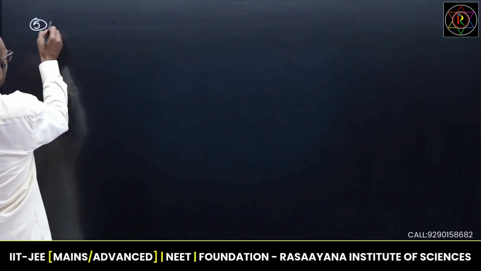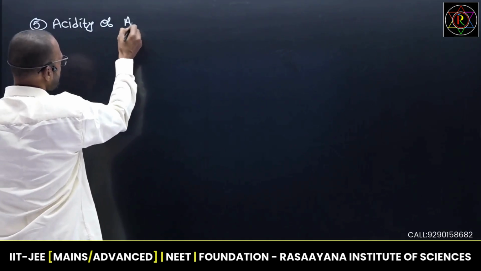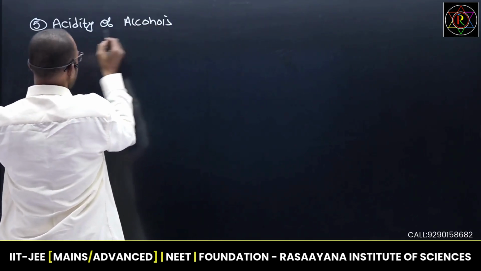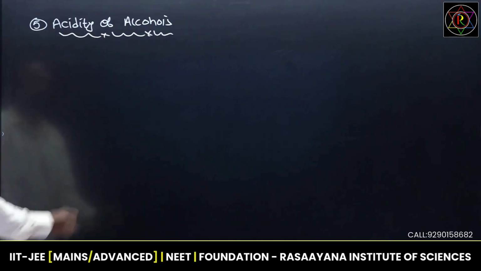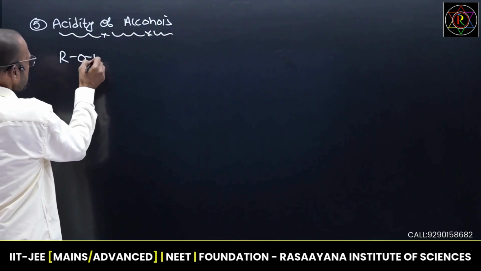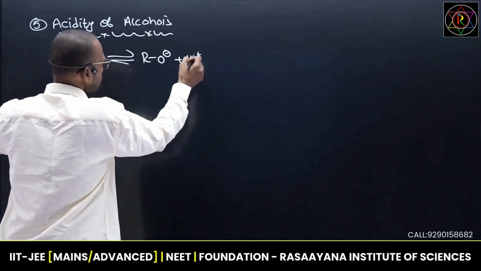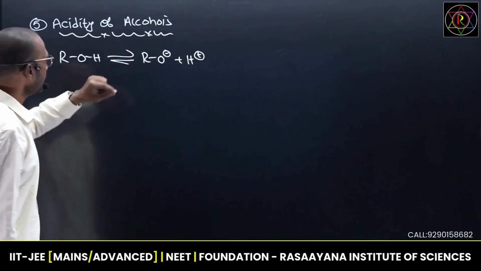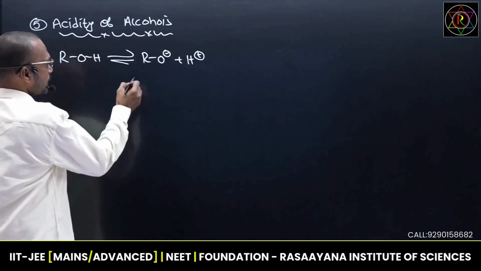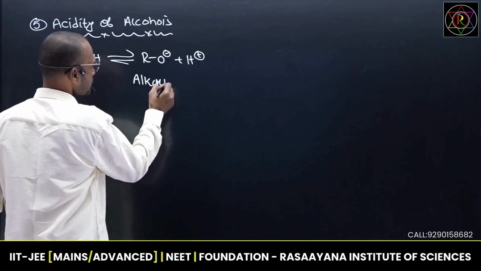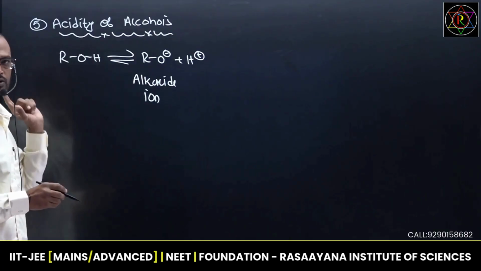And the fifth factor, acidity of alcohols. If you want to explain the acidity of any molecule, it depends upon the conjugate base. See, this is the conjugate base of this one. Alcohol is nothing but ROH. If you remove this proton, it forms an alkoxide ion. This is the alkoxide ion. As the stability of the alkoxide ion increases, acidity increases.